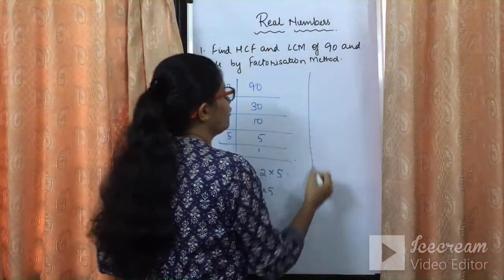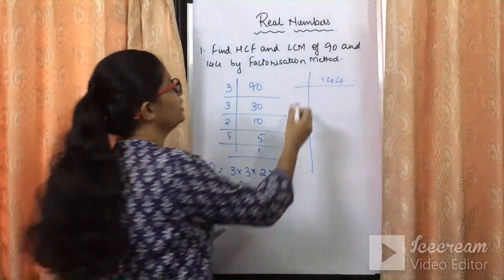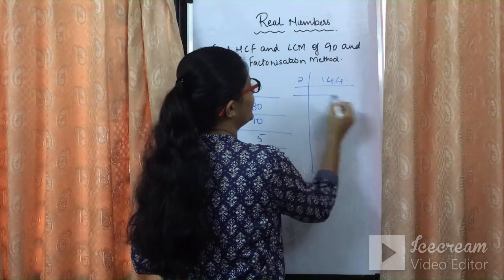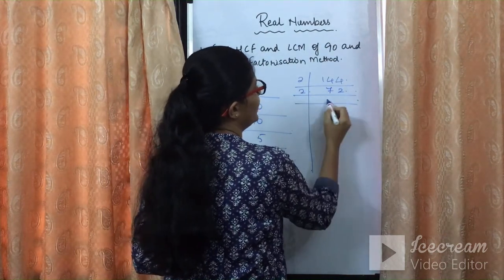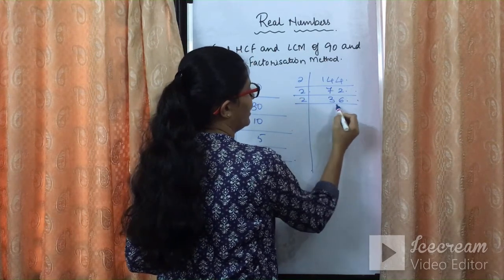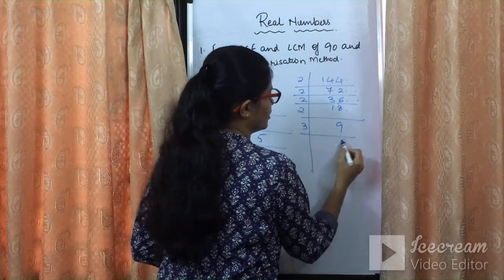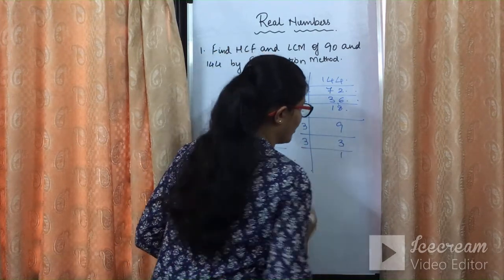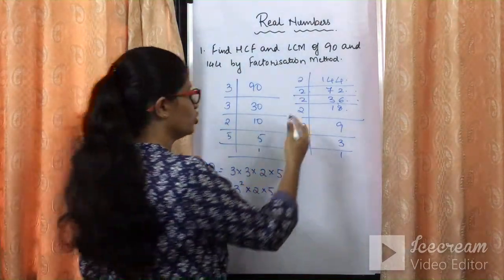Now I should take out the factors for 144 also because it is a factorization method. Now 144 can be divided by 2. It will be 72. Again by 2 it will be 36. Again by 2, 18. 9. 3. 3, 1. I hope this must be very easy for you now. Being in 10th standard, you should all know this.